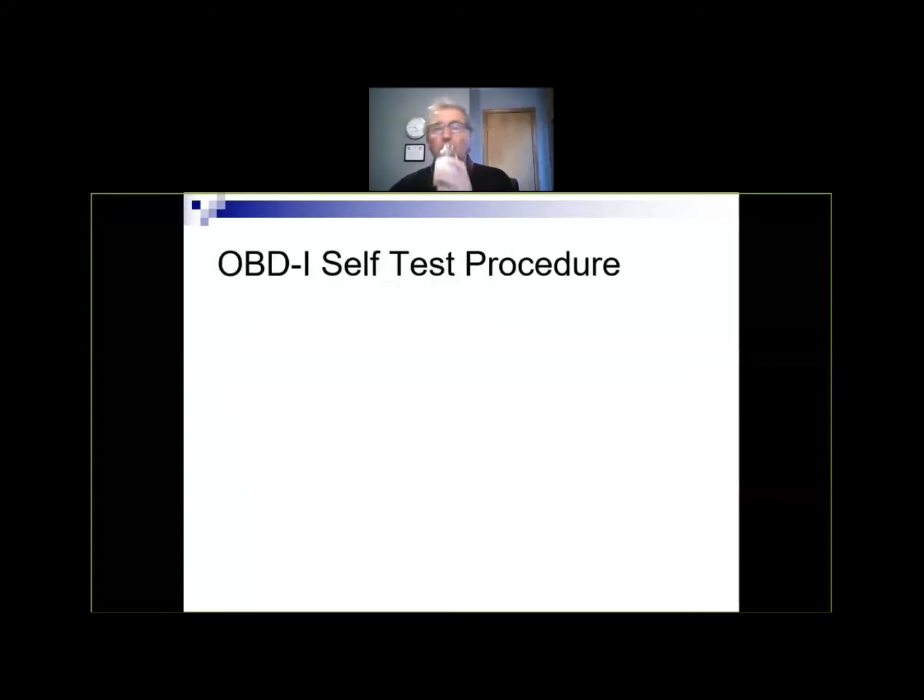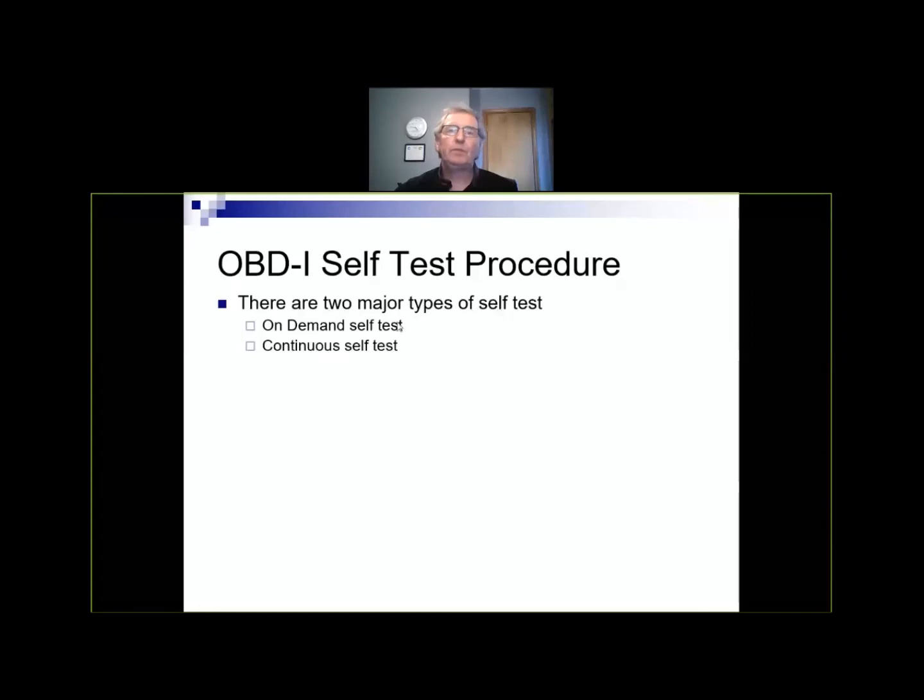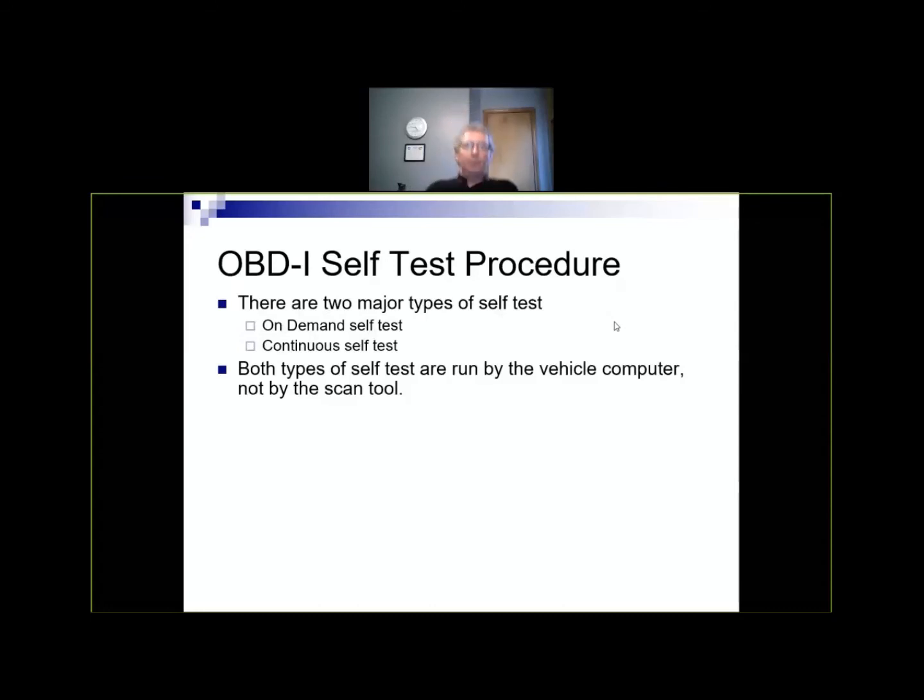All right. So let's look at the OBD1 self-test procedure. I've just talked about this: on-demand test and continuous self-test. Both are run by the vehicle computer, not by the scan tool. Although the on-demand self-test, which is kind of a Ford term, is a test that is requested by the scan tool. So you've got the scan tool plugged into the vehicle computer, and you request the self-test. The vehicle itself runs the test.